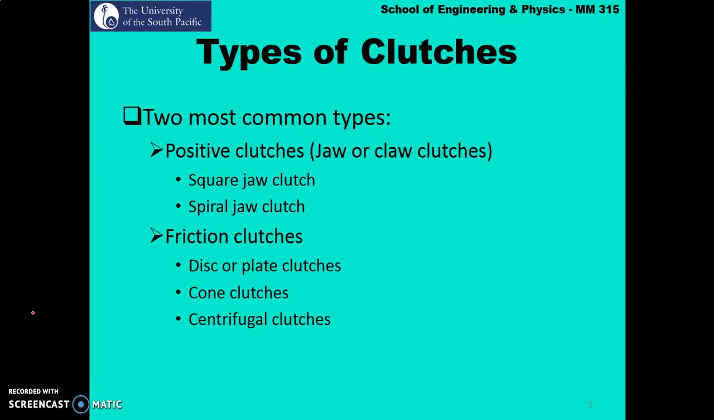So mainly there are two types of clutches. These are positive clutches and friction clutches. For our course, we'll be looking at friction clutches, and in friction clutches we've got three distinct categories. One is disc or plate clutches, the other one is cone clutches, and finally centrifugal clutches. So we will be looking at all of these in this particular chapter.